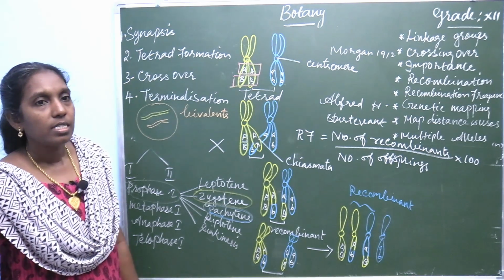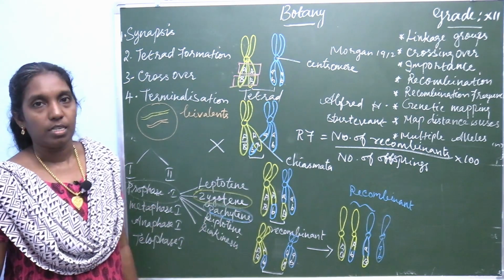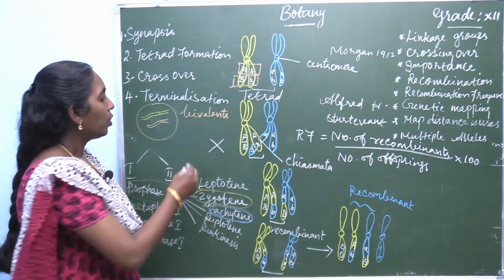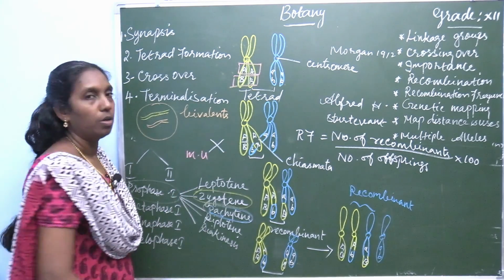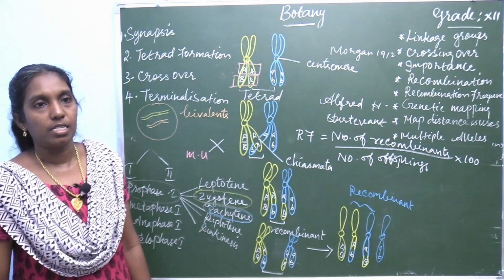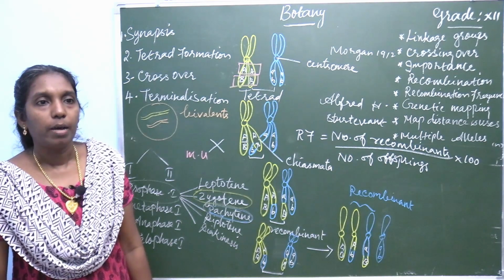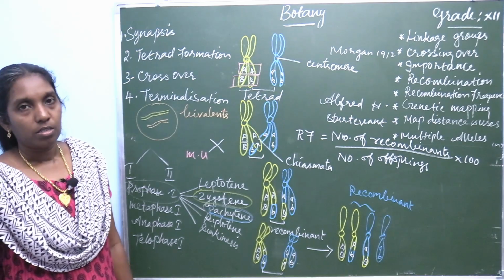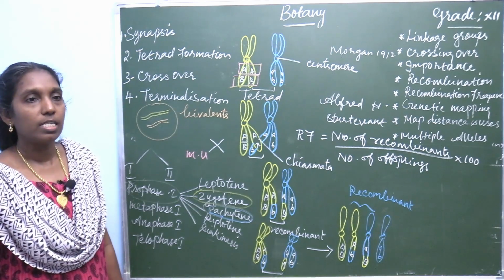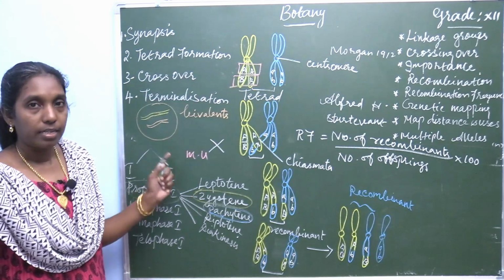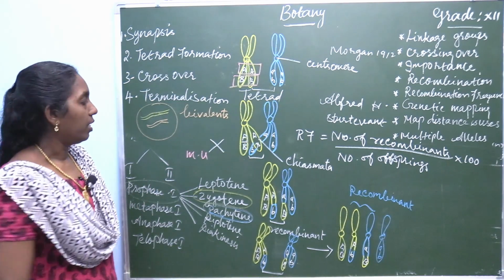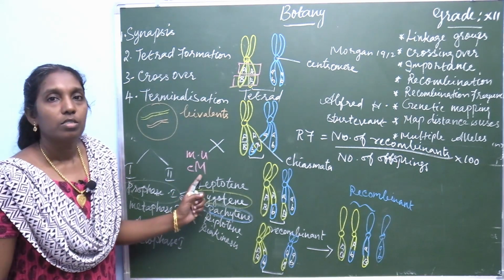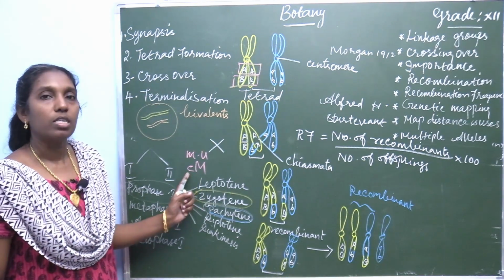And what is meant by map distance? The unit of distance in a genetic map is called map unit. This map unit is measured as MU. Map distance is calculated as: 1 map unit is equivalent to 1% of crossing over. It can also be measured in centimorgan. To honor Morgan, the unit is called centimorgan.